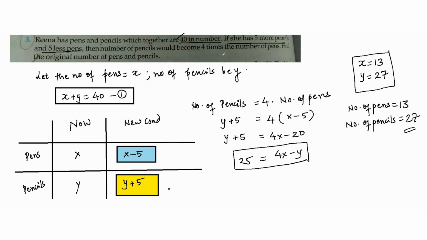A quick check: the total number of pens and pencils is 40. That's great. It satisfies the first condition. If she had 5 more pencils, that is instead of 27, assume that she had 32 pencils and 5 fewer pens, that is 8 pens, then the number of pencils is 4 times the number of pens. That's also being satisfied, hence our solution is absolutely correct. So pausing for a minute before I move on.